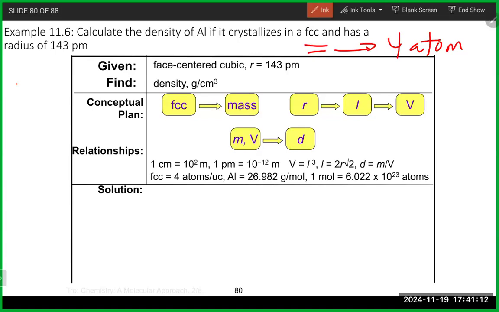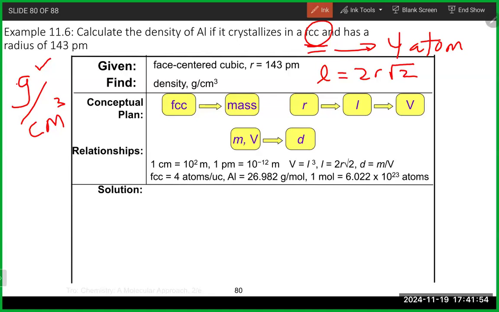Now, because this is face-centered, to calculate the length of the cell we want to use the proper formula, and that is 2 times the radius times the square root of 2. We want to calculate the density here in grams per cubic centimeter. So that is essentially what we want to figure out from the information given. The first part we can figure out pretty easily is the grams part. And that comes from what type of unit cell we're dealing with, which is face-centered, and it has 4 atoms.